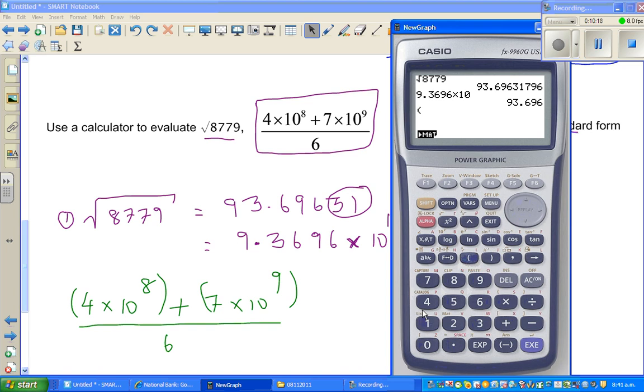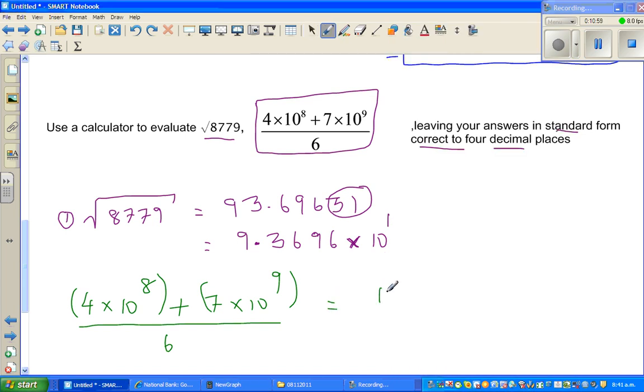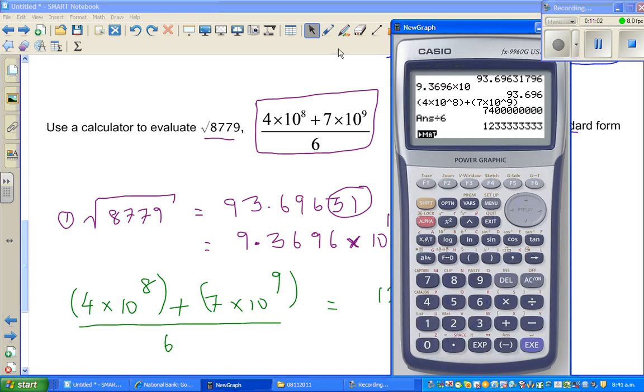So I'll put bracket 4 times 10 to the power 8. Calculator will understand even without the bracket, plus 7 times 10 to the power 9. I use the bracket so that you do the multiplication first and then add. This is a huge number, okay, divide by 6 is 1.2333, the 3 is recurring. Okay, so it's a really neat number. So let me write the number: 1, 2, and the 3 is recurring.